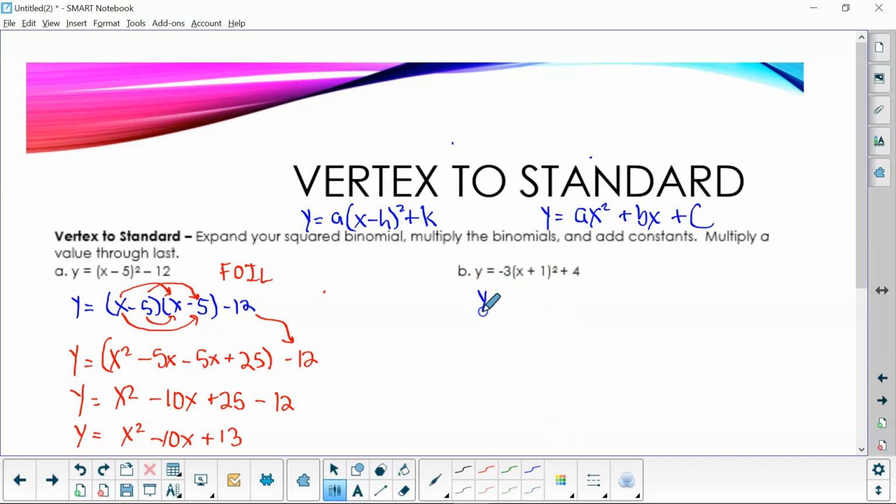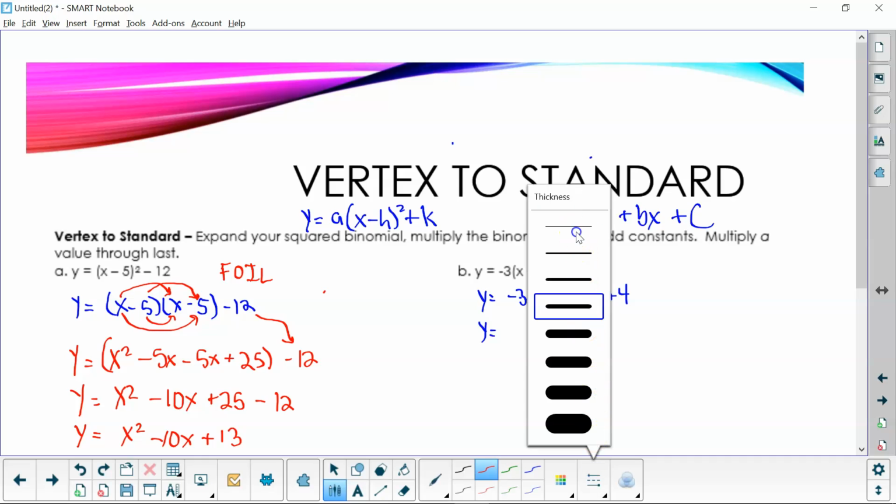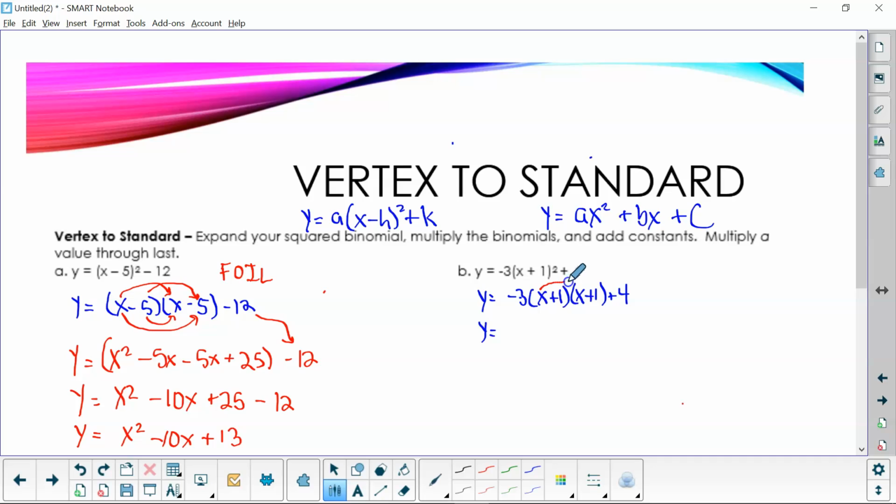This is going to be y equals negative 3 times x plus 1 times x plus 1 plus 4. So the first thing I've got to do is take care of these parentheses inside. I'm going to do first times first: x times x, I'm going to have negative 3. X times x is x squared.